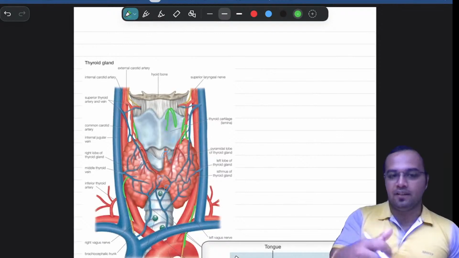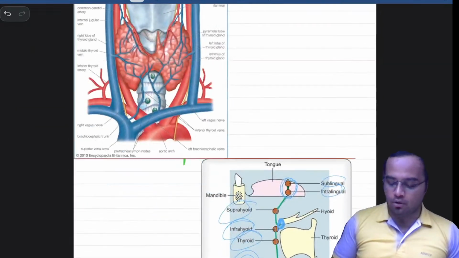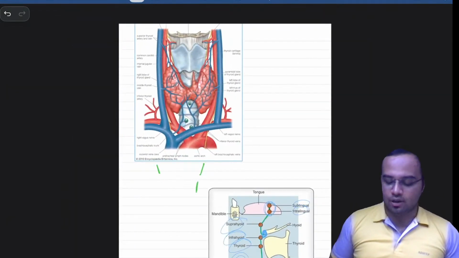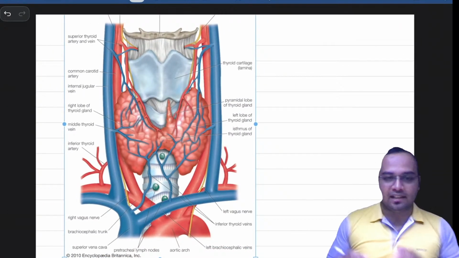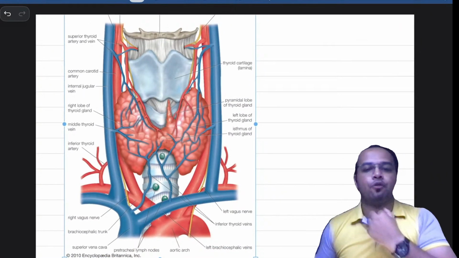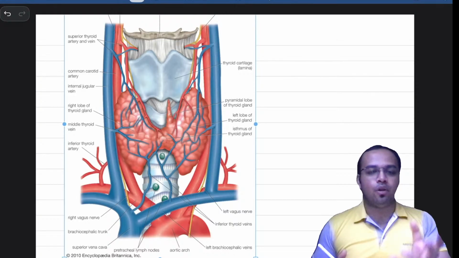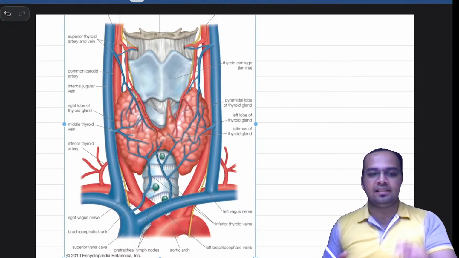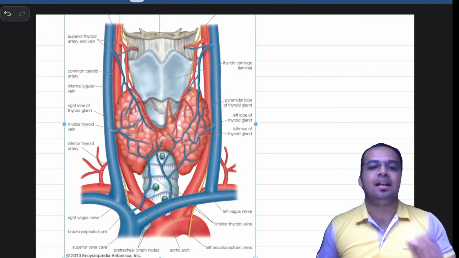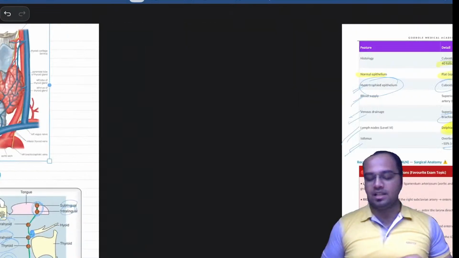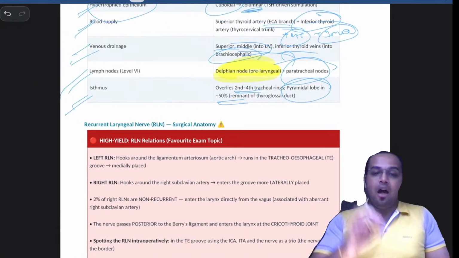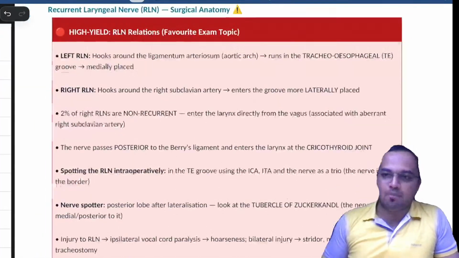So we are going to deal with the nerves further when we talk about it, but always remember that this is the basic gland. It is a pyramidal shaped gland. It is suspended on the second, third and fourth tracheal rings at the isthmus. It has blood supply from 2 arteries and venous drainage by 3 veins. The lymphatic drainage is to the pretracheal and prelaryngeal group of lymph nodes, which are called Delphian lymph nodes. Now coming down to the nerve, which is going to be very important.